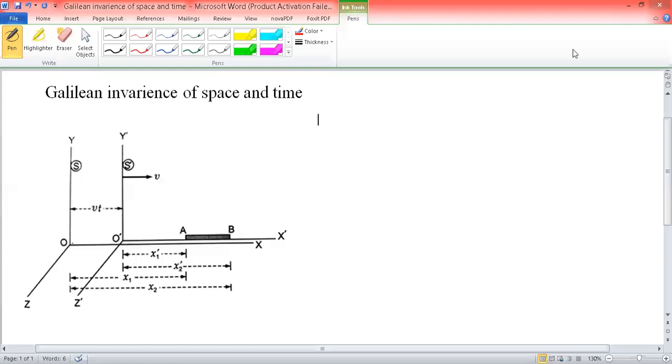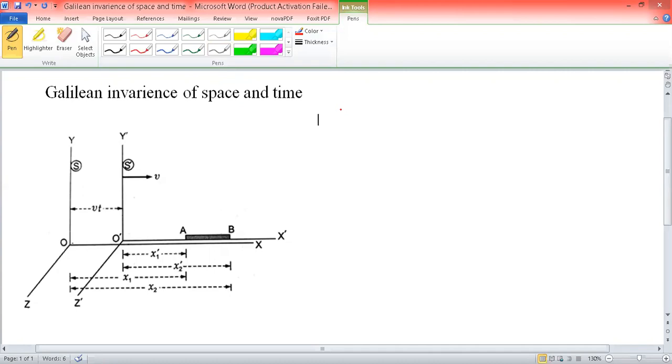Dear students, last time we discussed the important topic of measuring the length of an object in motion and the principle of simultaneity. In today's lecture, we are going to understand the Galilean invariance of space and time.